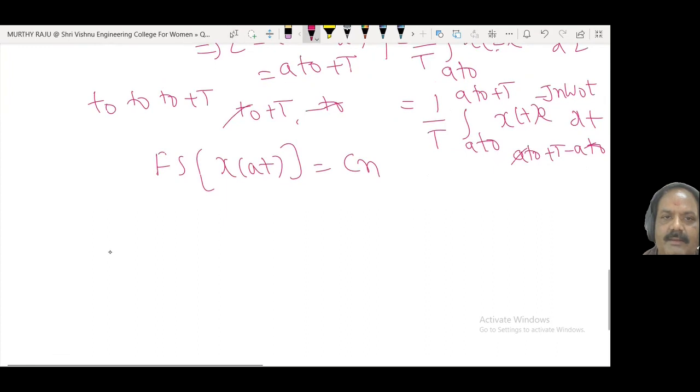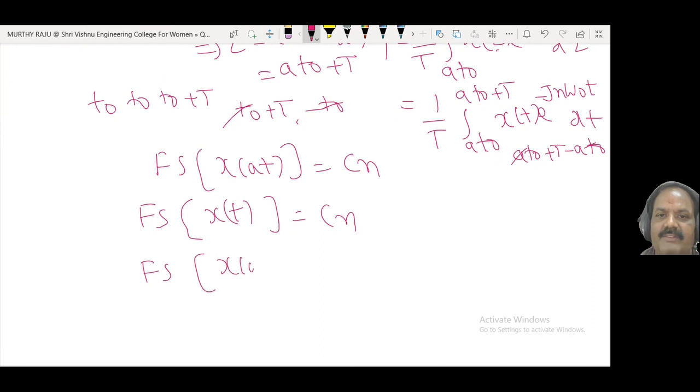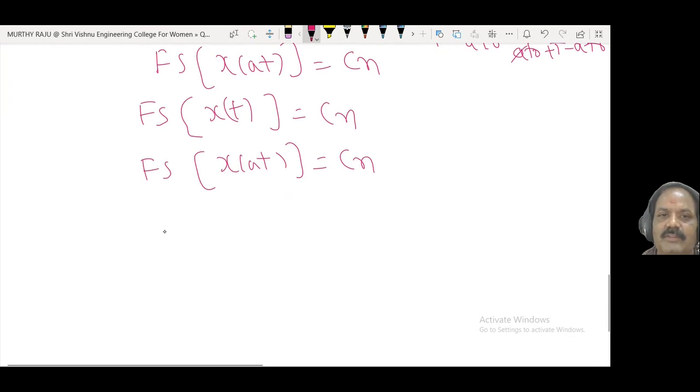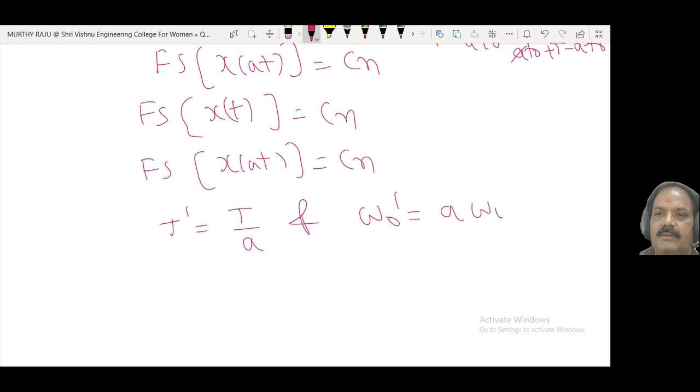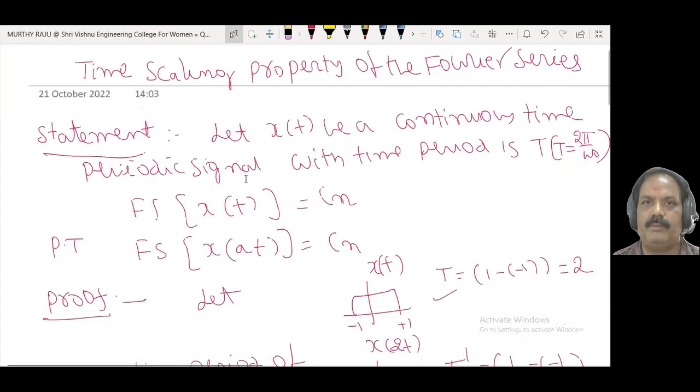Therefore, in both cases, the Fourier series expansion of x of t is Cn, and the Fourier series of x of at is also Cn. But the time period of x of at changes to T dash is equal to T by a, and the angular frequency omega naught changes to a into omega naught. As the angular frequency increases, the time period is compressed. With this, the time scaling property of the Fourier series is complete.